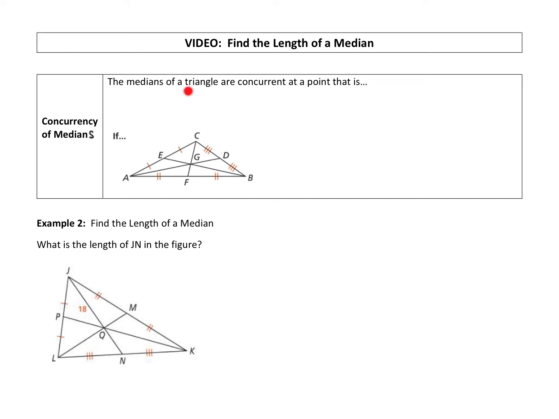So the medians of a triangle are concurrent at a point, so this point right here, that is 2/3 the distance from each vertex to the midpoint of the opposite side.